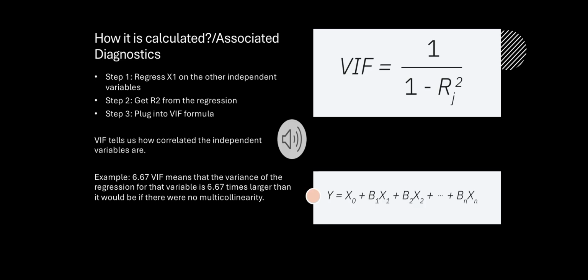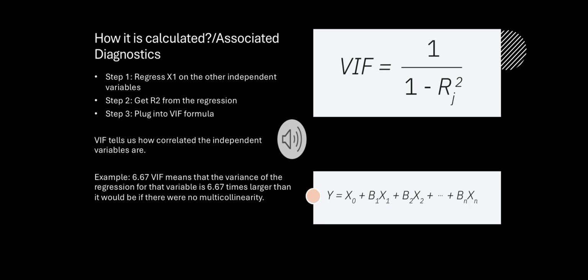The second step is to plug that value you find into the VIF formula. VIF is the variance inflation factor. This equation is the final calculation to solve for multicollinearity. The final step of this process is to solve for VIF. The VIF then tells us how correlated the independent variables are.